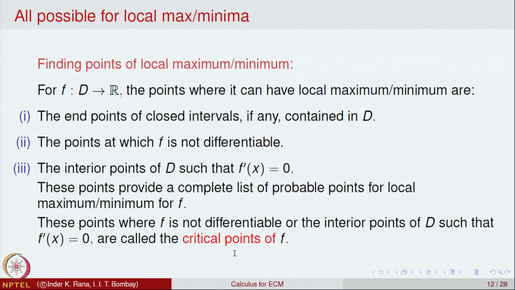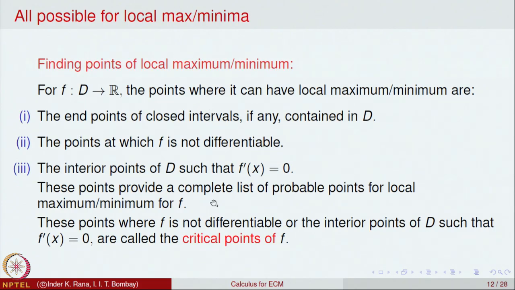So, the strategy for analyzing local maxima and minima for a function would be: first of all, look at the domain of the function, it may have some endpoints. Collect together those endpoints, and look at the points where the function possibly is not differentiable. That is the second collection of points. The third is the interior points where the derivative exists and is equal to 0. So, compute the derivative, put it equal to 0 and solve it, and that will give you the possible points for the function to have local maxima or minima. So, one will analyze these 3 sets of points.